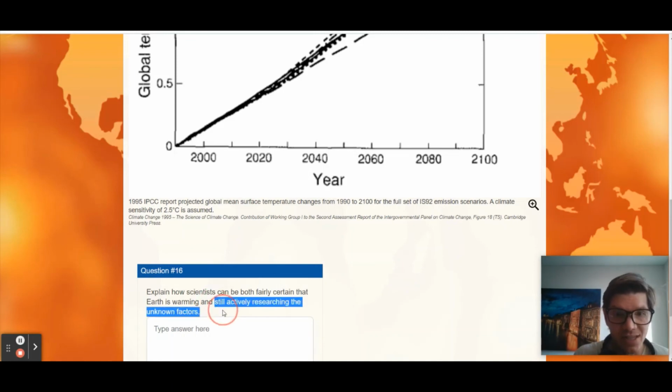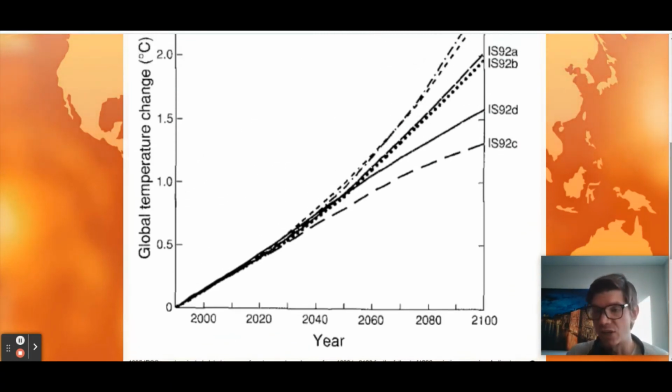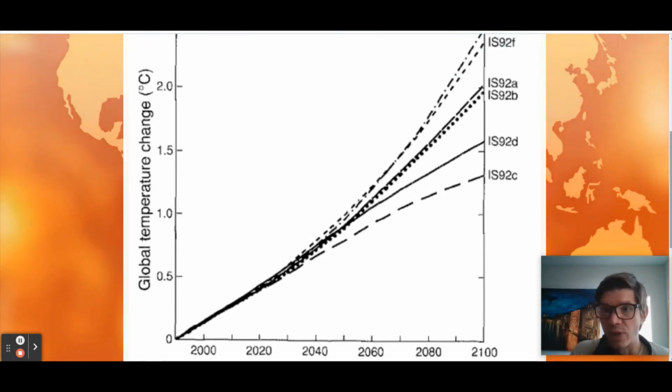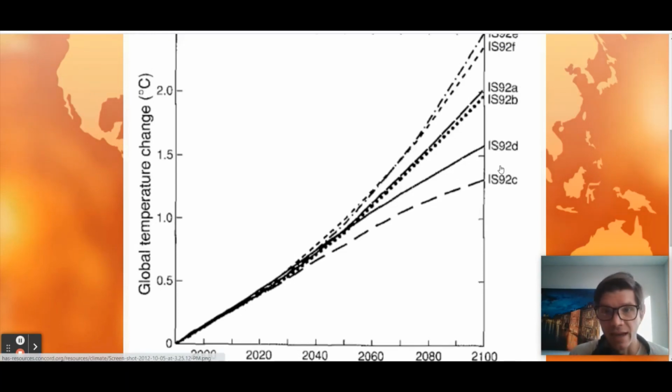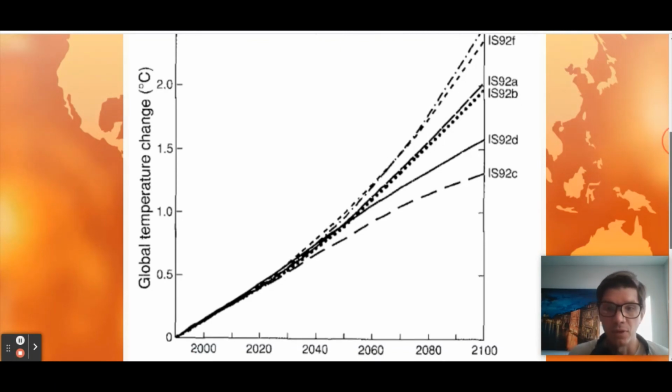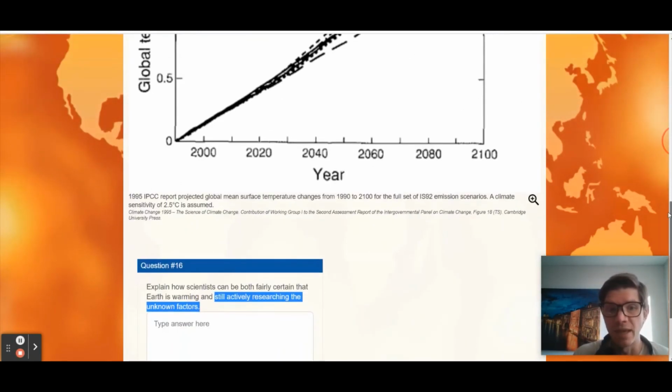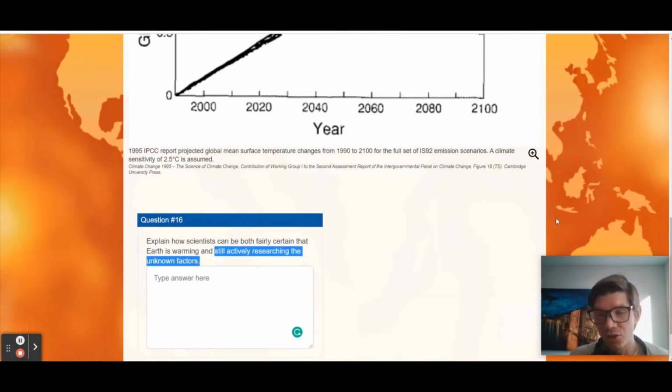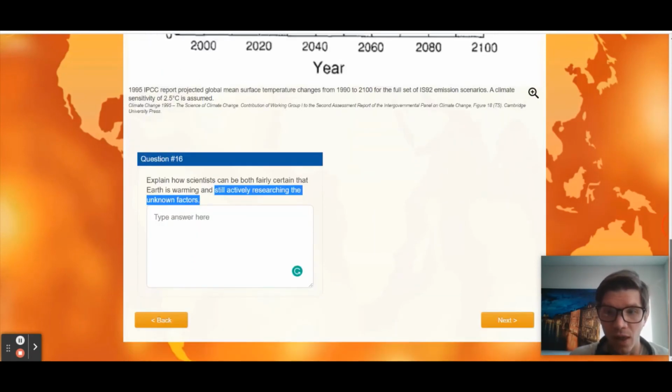And this last part, they're still actively researching the unknown factors. So as our technology gets better, we might be able to make more discoveries. As we have more evidence, we're going to be able to paint a clearer picture as to what might be happening. And as more people are paying attention to this and studying this, they might be able to look at data in different ways and make better predictions about what's going to be happening to our global climates.